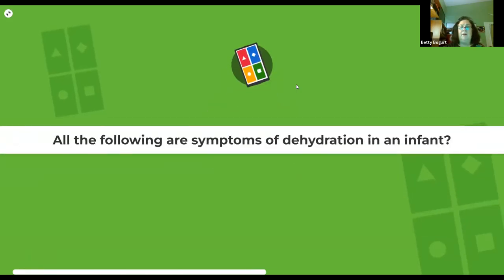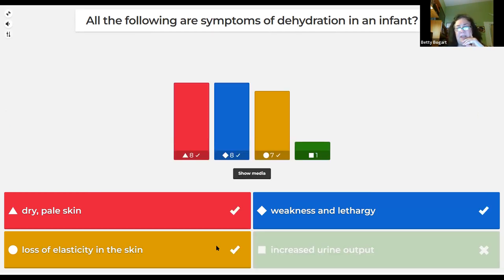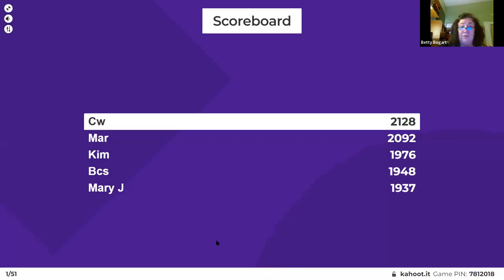A multi-select. All of the following are symptoms of dehydration in an infant, except. All of them are, and which isn't. So you would have a decreased urine output. If you're dehydrated, you're not urinating. You're going to have elevated heart rate, decreased blood pressure, dry skin. You're going to be weak, lethargic, and you're going to have prolonged capillary refill. This is just what you see with infants and adults. You'll see the same things.